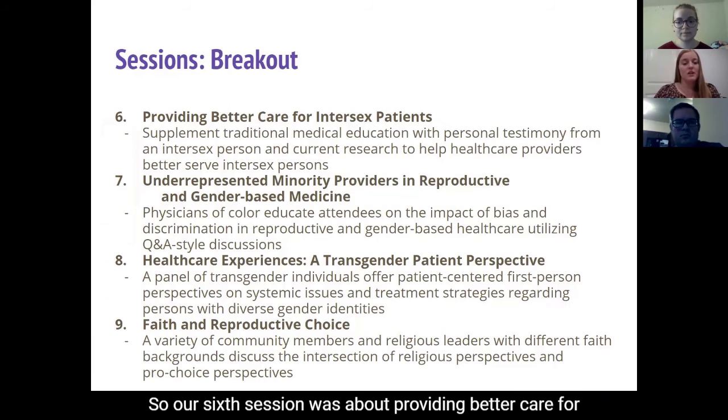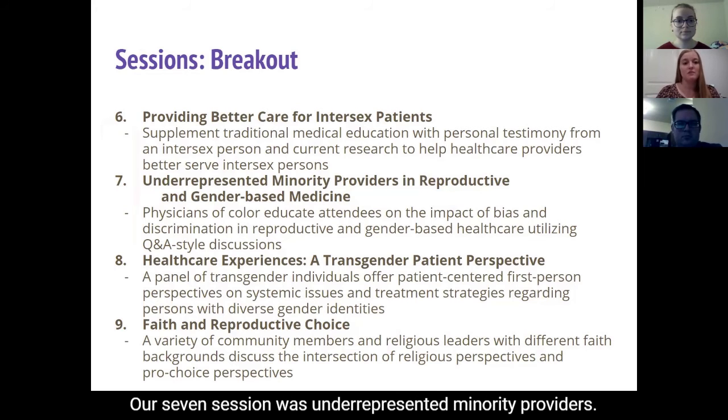So our sixth session was about providing better care for intersex patients. We had an intersex individual from the community come in and share their personal testimony regarding their experiences in the healthcare system and how we can make that experience better for other intersex people in the future.